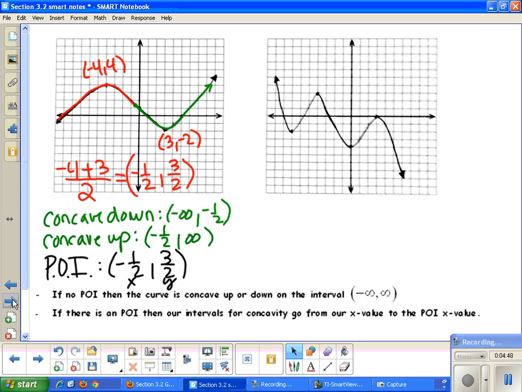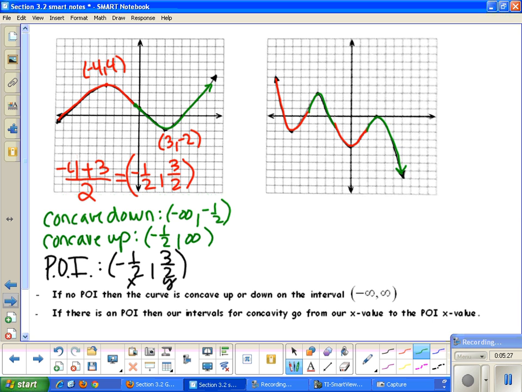So for the next graph that we have, same thing. It looks like we have from here to somewhere in here, we are concave up, and then from here to somewhere in here, it looks like we're concave down, and then from here to here, it looks like we are concave up, and then from somewhere in here going to infinity, we're concave down. So in this case, we have two places where we're concave up, and we have two places where we are concave down. So we would have to write each of those intervals.